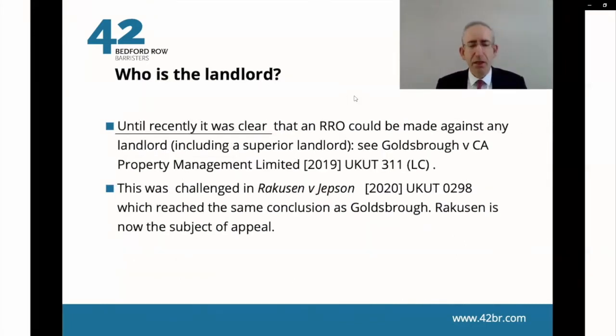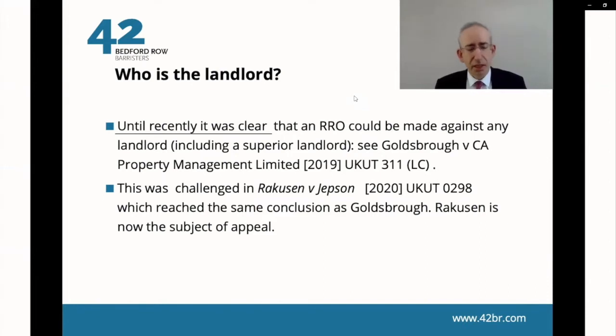Who can you apply for an order against? Which kind of a landlord? Well, until very recently, it was clear that a rent repayment order could be made against any landlord, including a superior landlord.